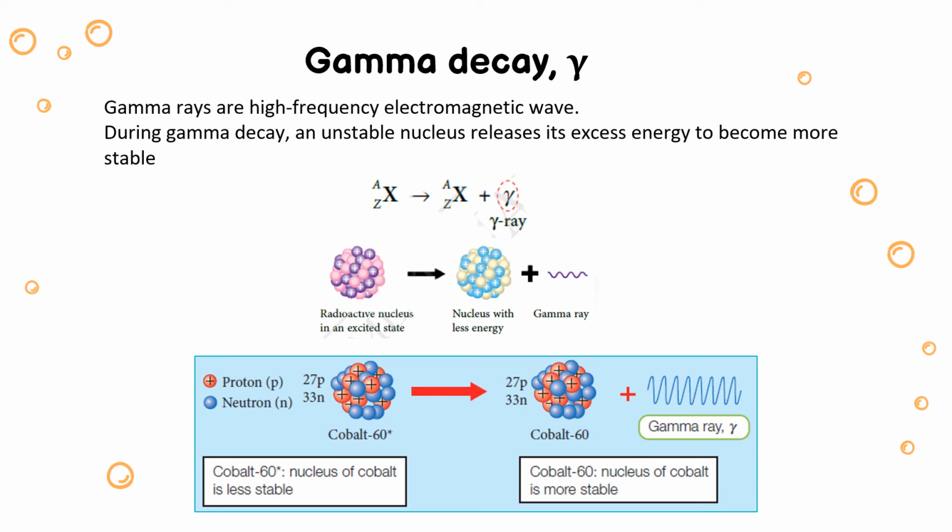For example, we can see here cobalt-60. Before the decay, the nucleus of cobalt-60 is less stable. But after gamma decay, the cobalt-60 nucleus is more stable and we produce the gamma ray.